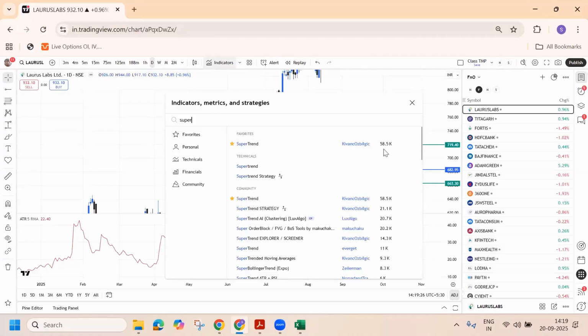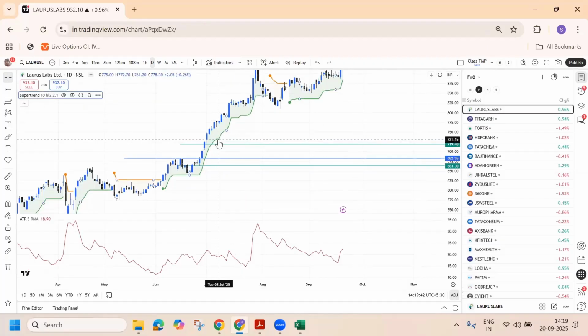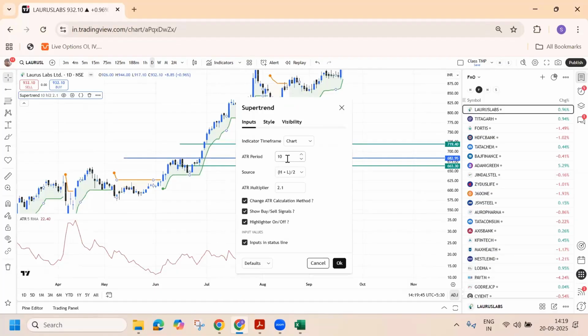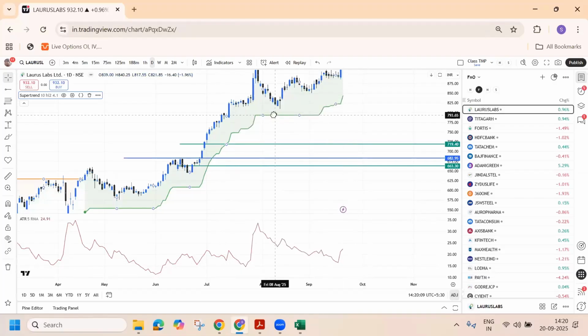This one is Super Trend, and the name is Kivanc Ozbilgic. This one you have to use, Super Trend, right? And the setting that I used is ATR period 10, source high low by 2, ATR multiplier 2.1. You don't need to go into the nitty-gritty. The only thing is that some people, if I use instead of 2.1, suppose I use 4.1, the Super Trend will move away from the price. See, Super Trend has moved away from the price.